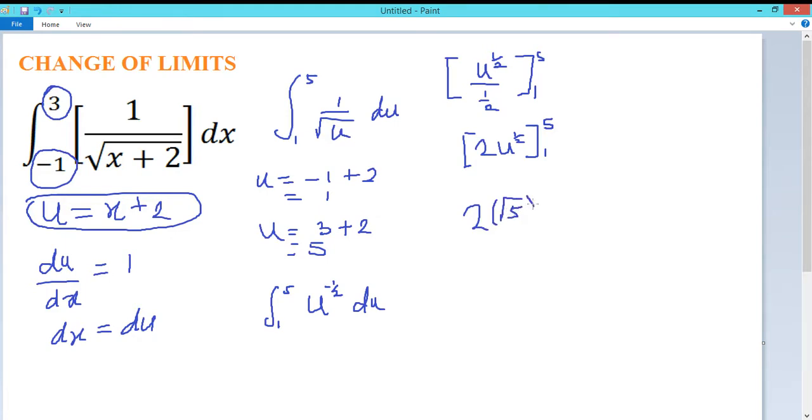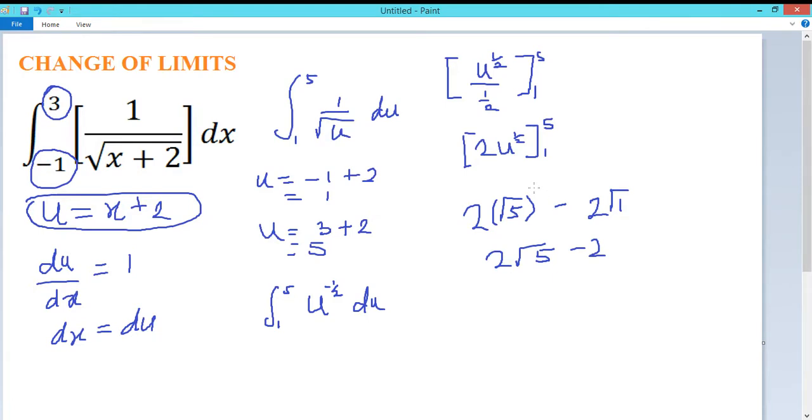Or I should have written 5 raised to the power half, introducing the upper limit, minus 2 square root of 1. This becomes 2 root 5 minus 2 in a third form. We can also use your calculator to get a decimal equivalent.